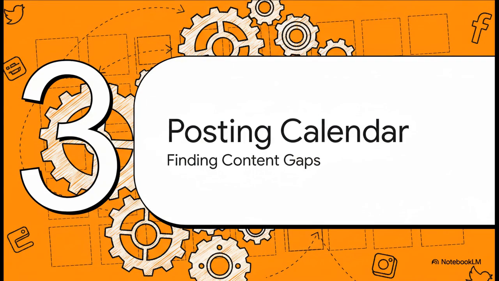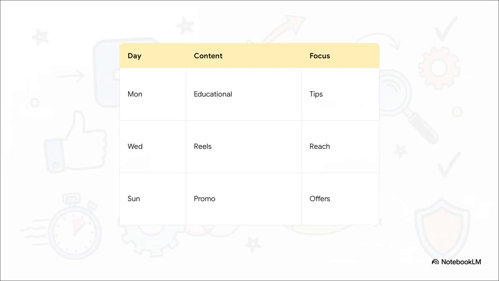Okay, on to Section 3, Reverse Engineering the Calendar and Finding those golden content gaps. This right here is our third pillar of analysis, and it's where things get really fun and strategic. The guide highly recommends using tools like Meta Business Suite to plot out exactly when your competitors are posting, basically building out a benchmark calendar. So say they push out educational tips on Mondays, drop Reels for massive reach on Wednesdays, and then save their promotional discounts for Sundays. By mapping that out, you see their peak activity days.